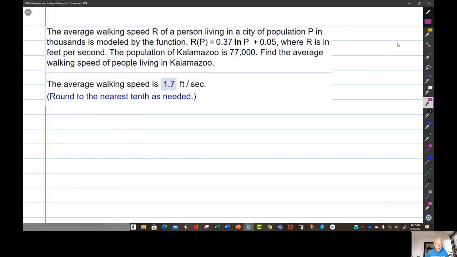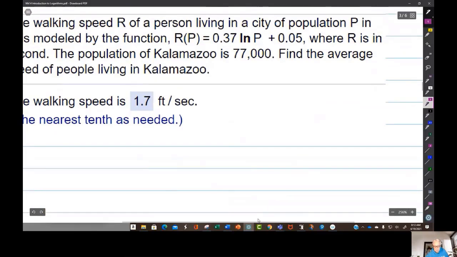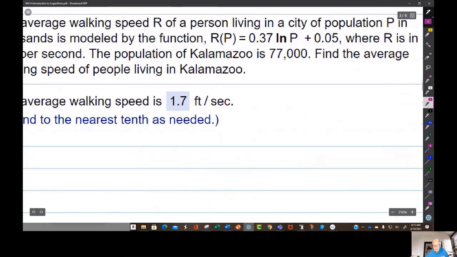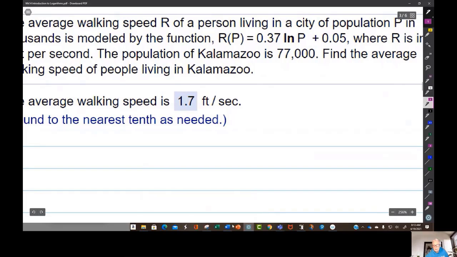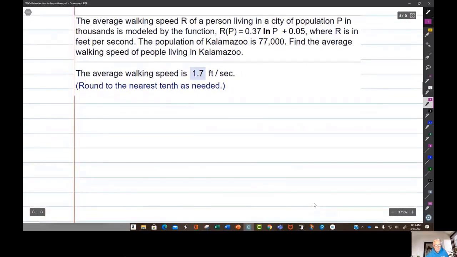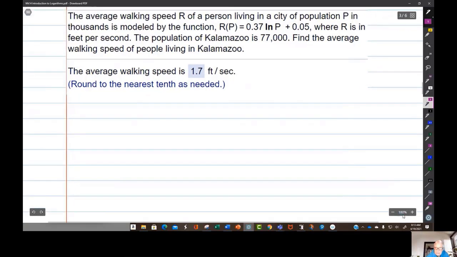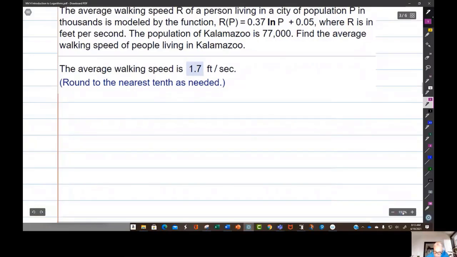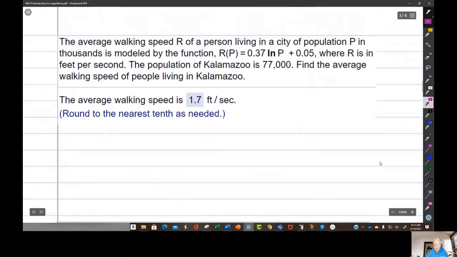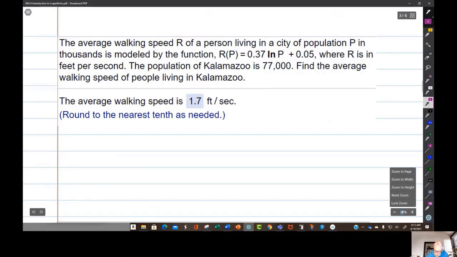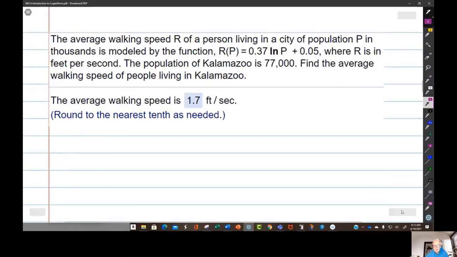The average walking speed R of a person, let me make this bigger. Nah, okay. We'll do the best we can. I experimented with this yesterday. I bet I could get it up to 200. Yeah, let's go for 200.